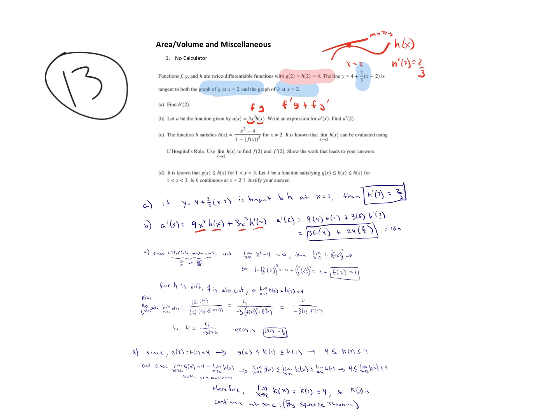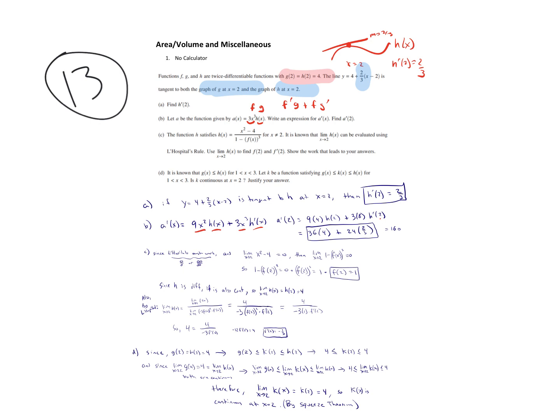Okay, so find H prime of 2. Well, that's what we just talked about. If the line y equals 4 plus 2/3 times x minus 2 is tangent to the graph of H at x equals 2, then H prime of 2 is 2/3. That's part A.